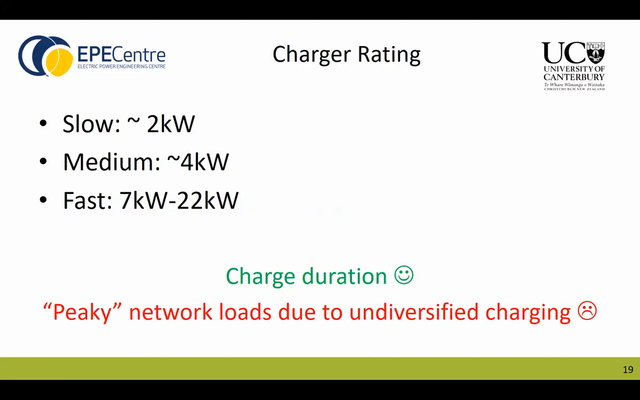Okay, so EV charger rating. EV charger ratings can be broadly classified as either slow, medium, or fast, the ratings for which can be seen here. At present, the dominant charging technologies have ratings around 2 and 4 kilowatts. However, it's anticipated that in the future, dedicated fast chargers in the region of 7 kilowatts will become increasingly common. These have the potential to double the peak load of individual households. Whilst these offer benefits for EV owners in terms of charging duration, undiversified charging can cause undesirable peak loads in distribution networks.